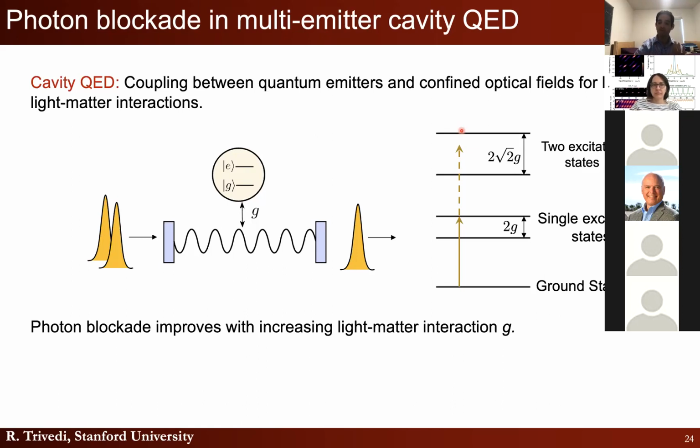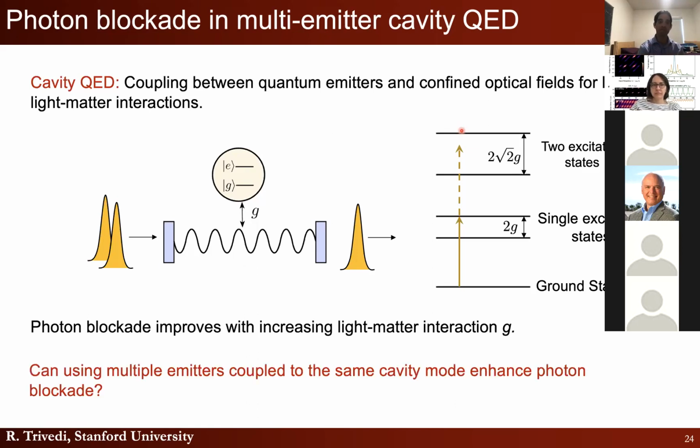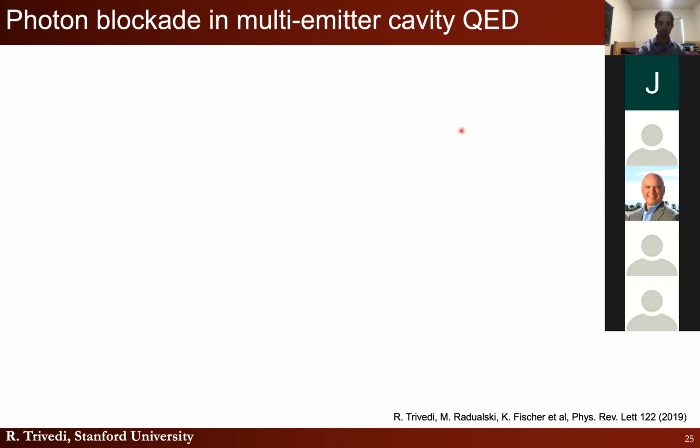So one of the proposals that a number of people in the field had was to say that, well, if we can't really make our cavities better, can we just increase the number of emitters inside my cavity in order to increase the amount of light matter interaction? So can we use a multi-emitter cavity QED system instead of a single emitter cavity QED system in order to understand or look at photon blockade?